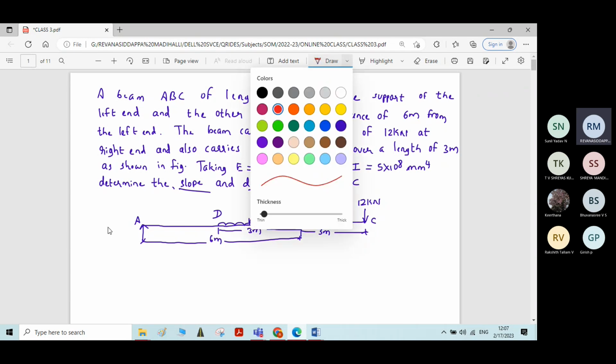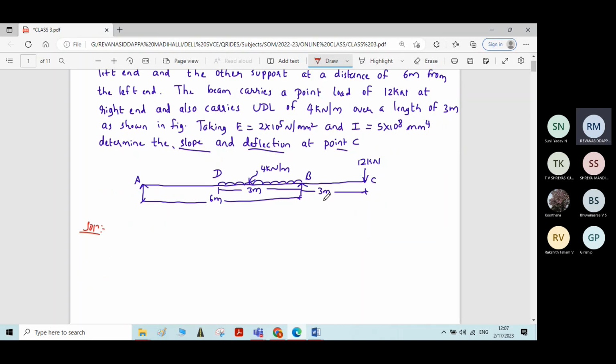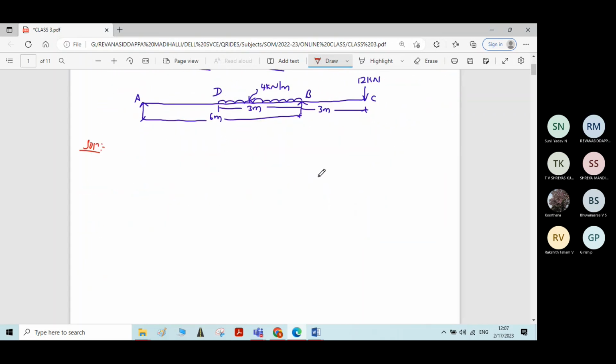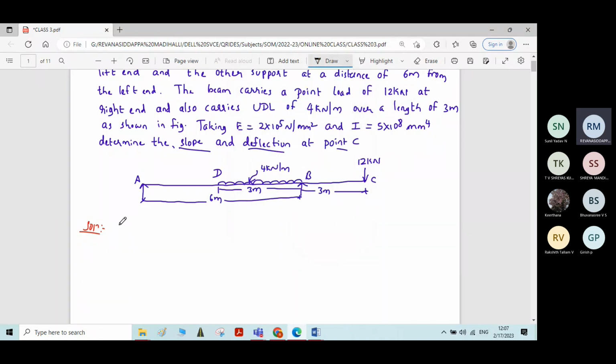Okay, solution, you write solution. First you find the reactions. Find the reactions first. Support reactions you find. Apply all the equilibrium conditions. Sigma Fx equal to 0. There are no forces in the x direction. Apply the next condition, sigma Fy is equal to 0.